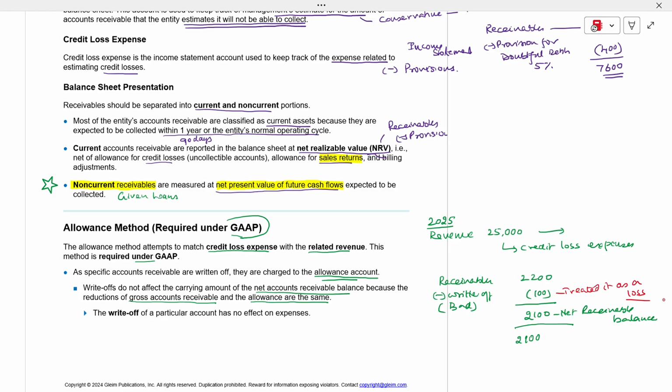Yeah, that is the reason. The write-off of a particular account has no effect on expenses. Once it is written off, then we are closing it. There is no point in carrying it forward to the next phase. We are thinking that it will not be recovered and it will be treated as a loss.